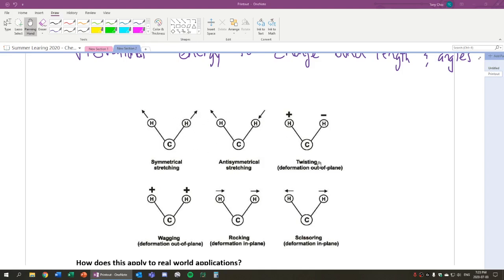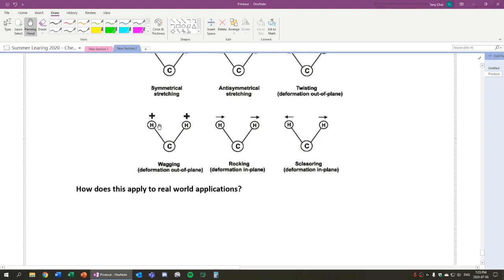Twisting, the plus sign means it's coming towards you, while the H means it's going into the page. That's twisting. So when this hydrogen goes out of the page, this hydrogen goes into the page. And then when this one comes back out of the page, this one goes into the page. Wagging is where they both move together the same way. So if this hydrogen comes out of the page, this one also moves out of the page. If this one goes into the page, this one also goes into the page. Rocking is where if this hydrogen moves this way, this hydrogen also moves this way. Once this hydrogen moves back, this one moves back with it. So it's swinging back and forth like a rocking chair.